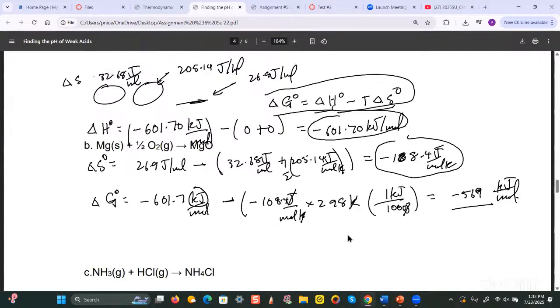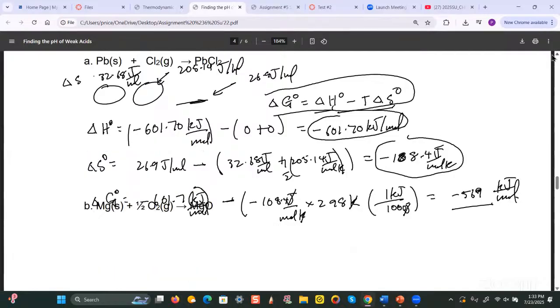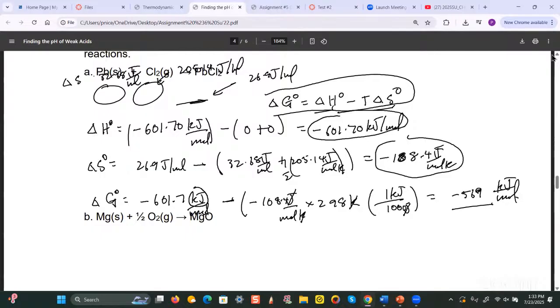Any questions about this one? Yes, sir. Where did you get the 298 Kelvin? Because the temperature is standard temperature, which is 25 degrees Celsius. Remember I said that standard pressure is 1 atmosphere and standard temperature is 298 Kelvin. I mean, 25 degrees Celsius, which is the same thing as 298 Kelvin. All right?